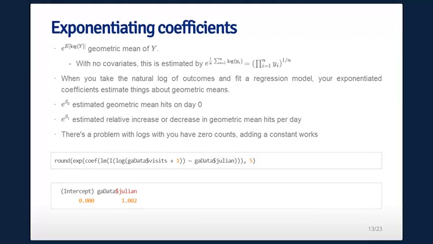But what's interesting about logging outcomes is it's a very special transformation in that it imparts a particular interpretation of the coefficients when you exponentiate them. So I'm going to define this guy, and maybe it's a little small, so let me write it out bigger. e to the expected value of log y, where y is any random variable. It has to be positive. It only makes sense to do this for positive random variables. This is the so-called geometric mean of y.